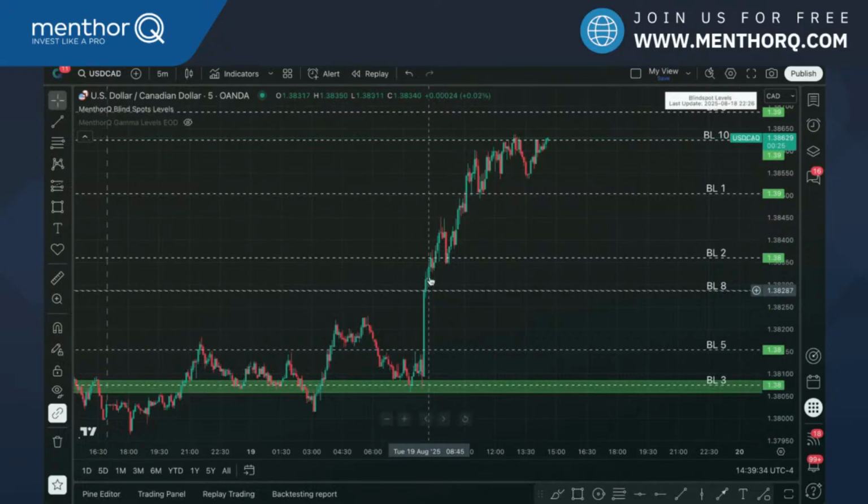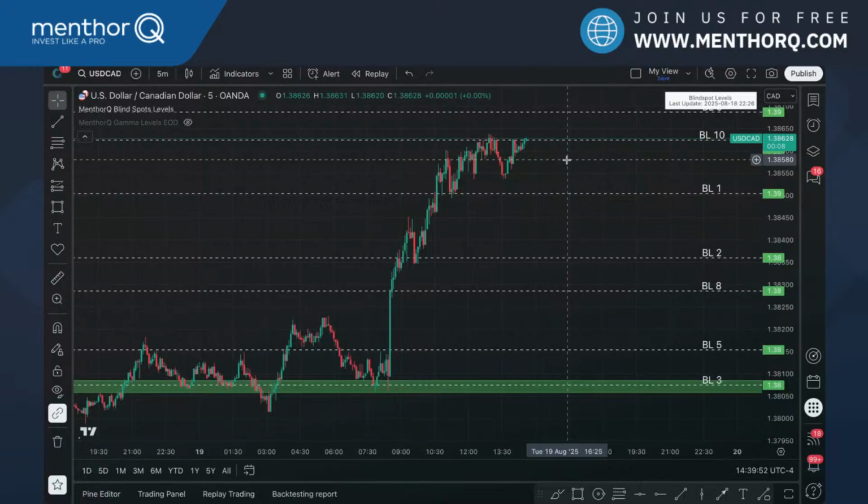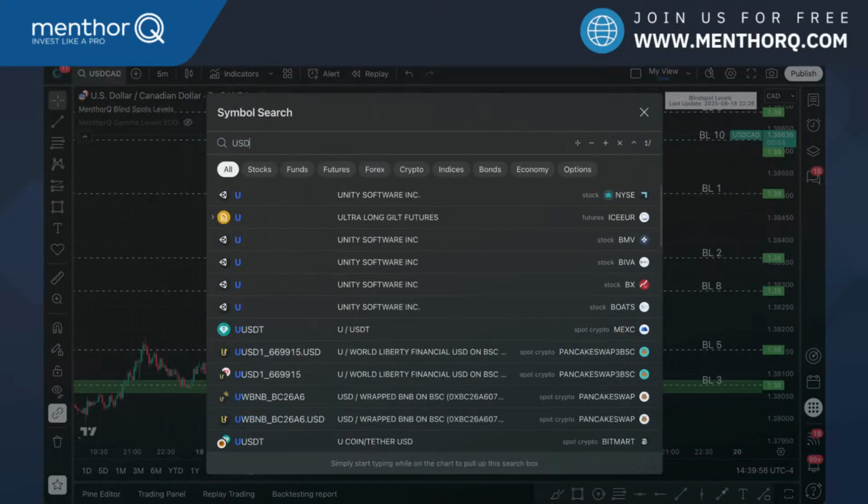Again, this was a big move all the way up, breaking through all these different boxes. Those can become targets, can become additional entry points. So we break through BL2, we retest BL2, we went all the way to BL1, we retest BL1, and then we go all the way to BL10. So again, very, very nice areas there as well.